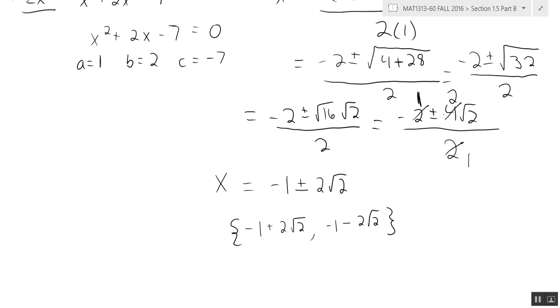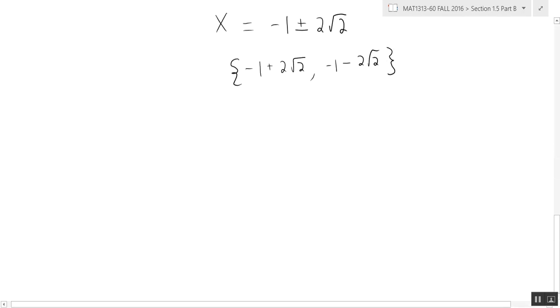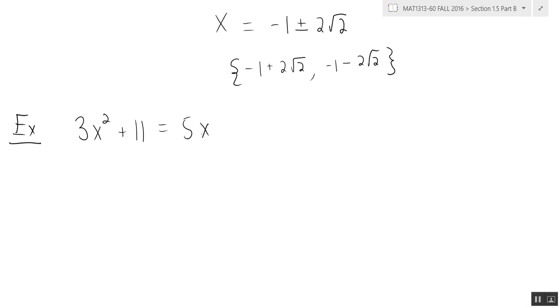All right, let me do another one of those. So let's say that I had 3x squared plus 11 equals 5x. Alright, so this is not in standard form or general form, whatever you want to call it, for a quadratic equation. So I need to move the 5x from the right side to the left side so that it'll be set equal to 0.